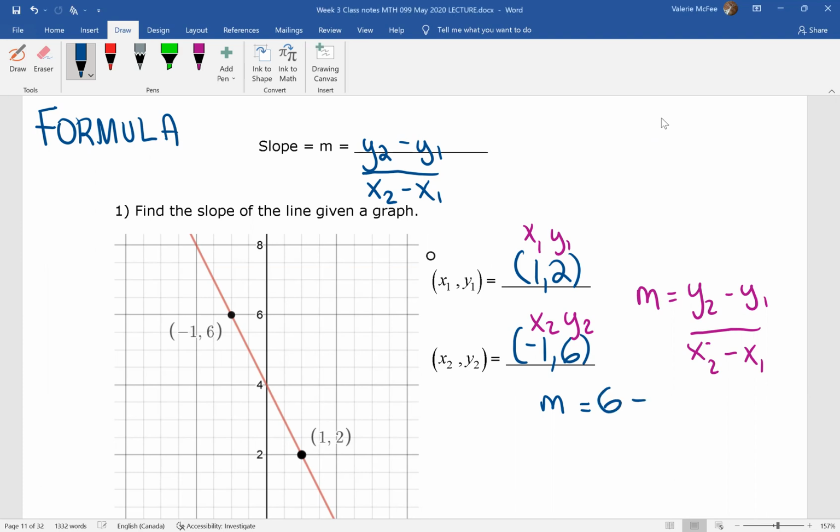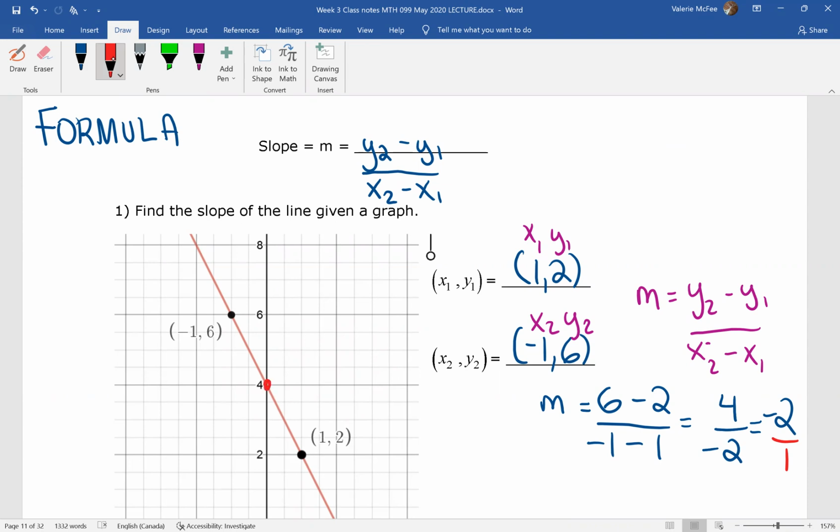y2 is 6, minus y1 is 2, all over x2, negative 1, subtract x1. So we have 4 over negative 2, and we see the slope is negative 2. We can check that. First of all, when we look at our graph, we see that it is going down to the right. So it is indeed a negative slope. Now remember, we said that the slope is the change in y over the change in x. We could write negative 2 over 1.